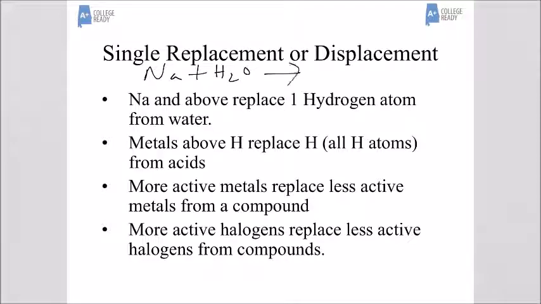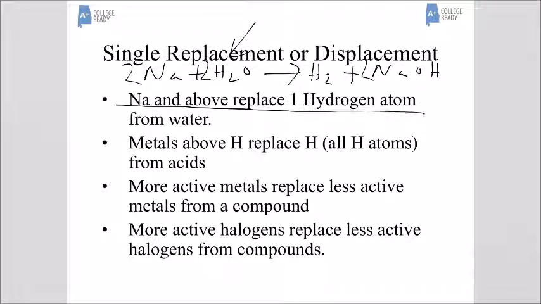The sodium will replace one of these hydrogens, giving you hydrogen gas because it's diatomic in nature. If you only knock off the one hydrogen from each water, that leaves an OH. So you end up with NaOH. And then you would need to balance that by putting a 2 here, and a 2 here, and a 2 here, like so. But only elements sodium and above on the activity series will react with water.